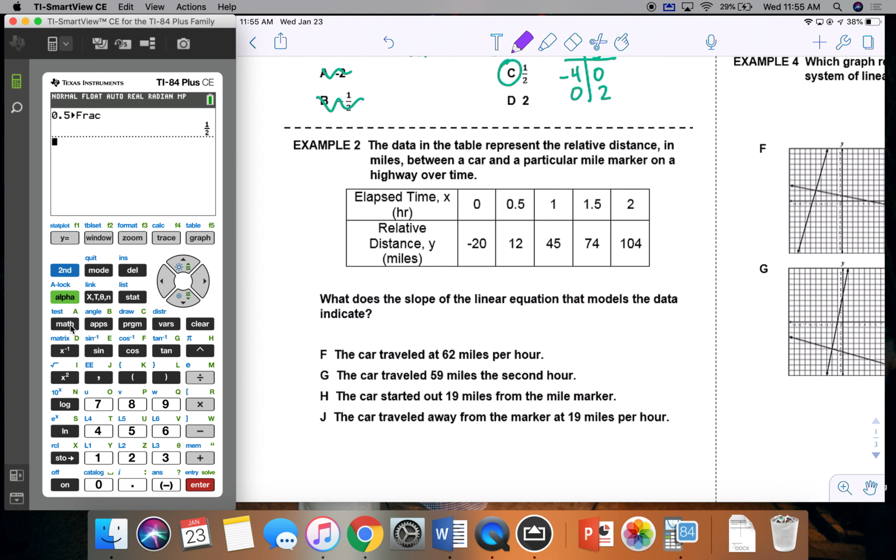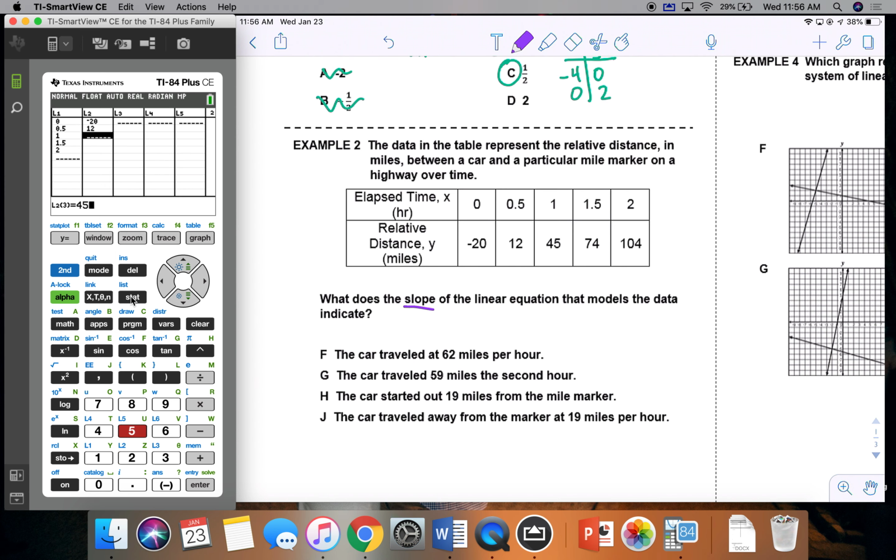Example 2, we have some data in a table that represents the relative distance in miles between a car and a particular mile marker on the highway over time. They ask what the slope of the equation represents. So in order to find the slope, I'm going to put this all in stat edit. My x's go in L1, and my y's go in L2.